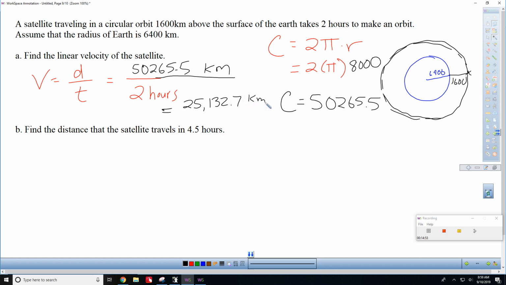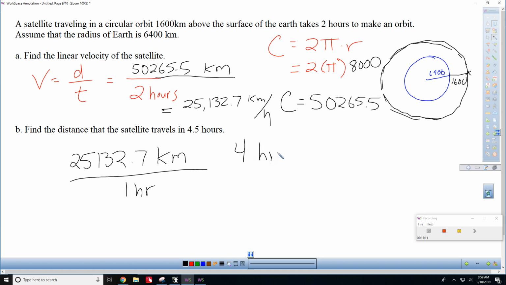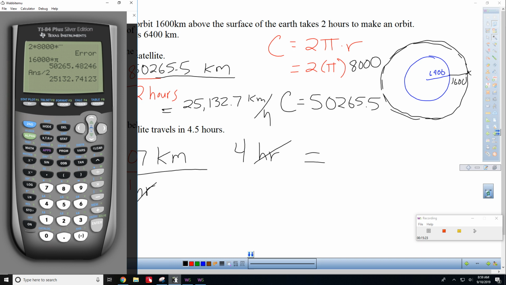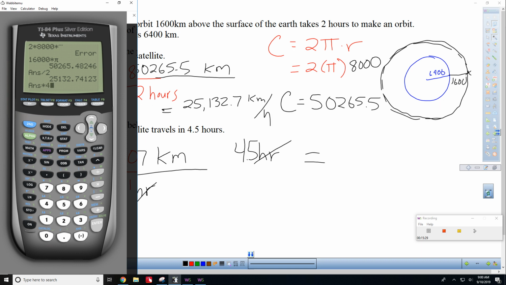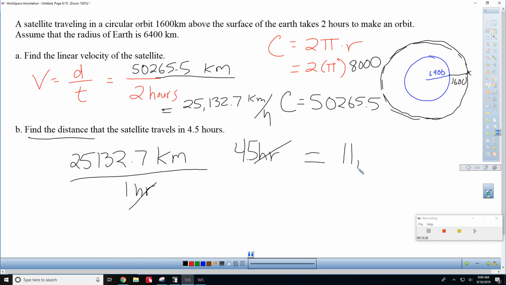kilometers per hour. Okay, so how far does it travel in 4.5 hours? Well, if it travels 25,132.7 kilometers in 1 hour times 4.5 hours, hours cancel. Now that's going to give you kilometers for your answer. That's what you want. Factor labeling, I believe, is what this is called. So just take my answer, multiply it by 4.5, and you get 11,397 kilometers. Which makes sense. That's a little bit more than 2 orbits.